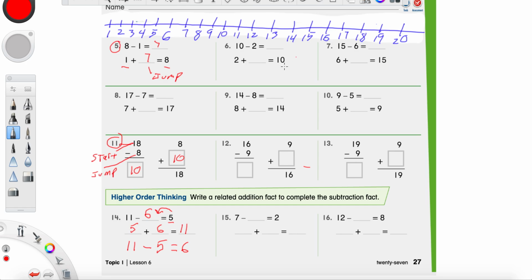So before we end this, do me a favor, guys. Try number 15 on your own. We'll go over it together, and then I'll have you do the rest of the problems on your own. I want to make sure you understand how these bottom 3 problems are working. That's it. So pause the video, try number 15.